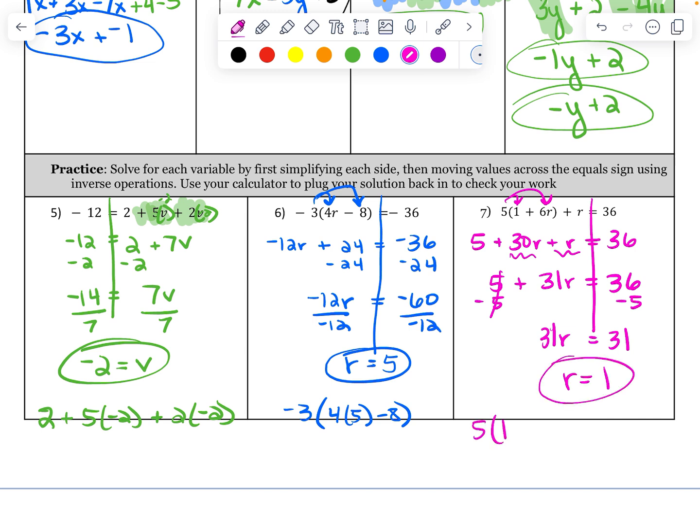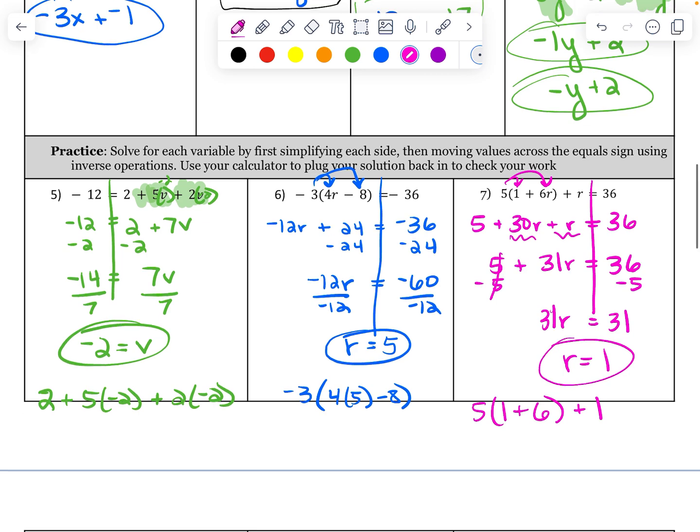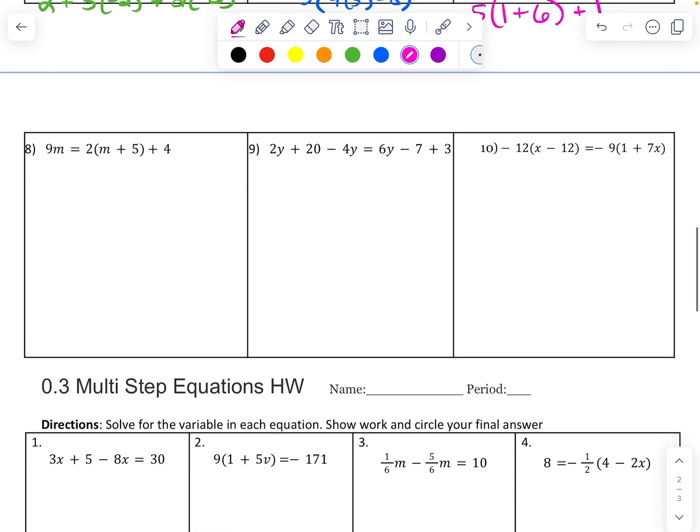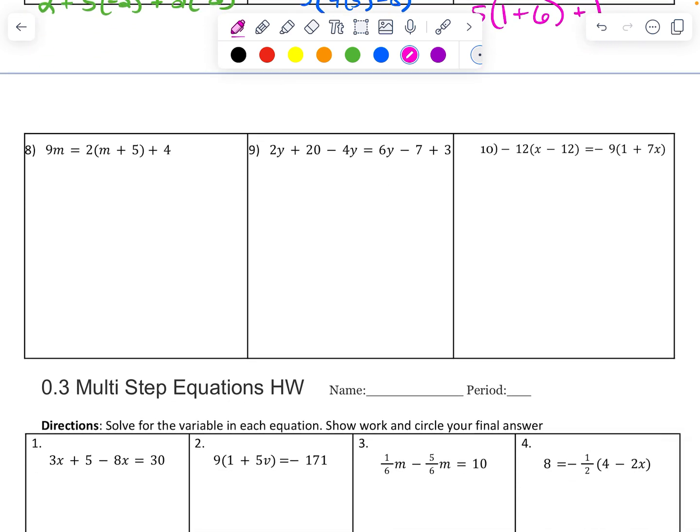5 times 1 plus 6 times 1 is 6. Plus 1 more. That should get you 36. If it doesn't get you 36, we've done something wrong. Plug it back in. Check, check, check. All right, we got 3 more. Here we go.